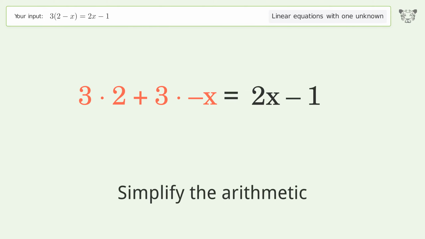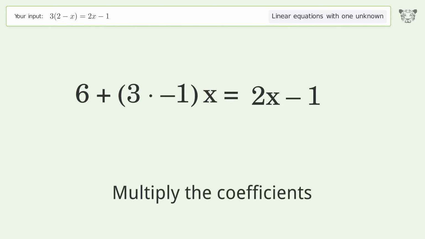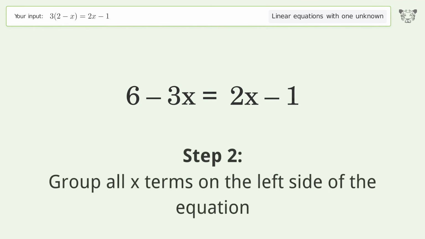Simplify the arithmetic. Group like terms. Multiply the coefficients. Group all x terms on the left side of the equation.